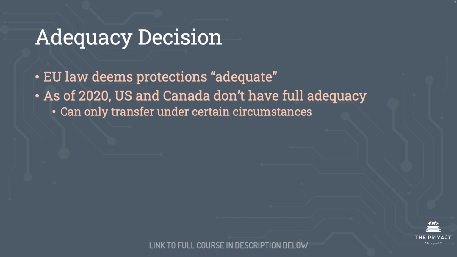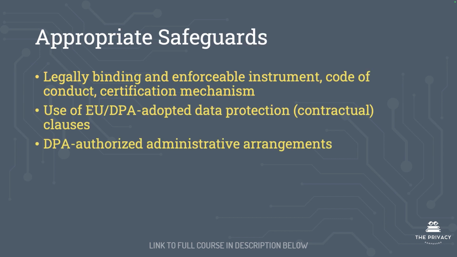An adequacy decision is made when EU law deems certain protections as adequate. As of 2020, neither the US nor Canada had full adequacy, and therefore data transfers were only permitted under certain circumstances. Appropriate safeguards are legally binding and include enforceable instruments, codes of conduct, and certification mechanisms.